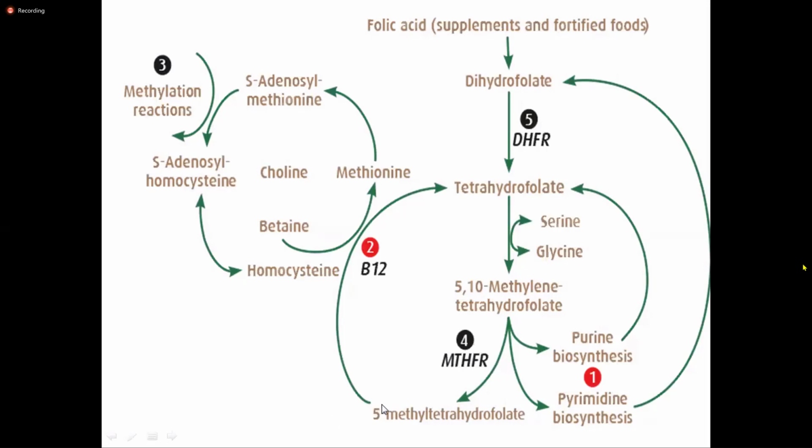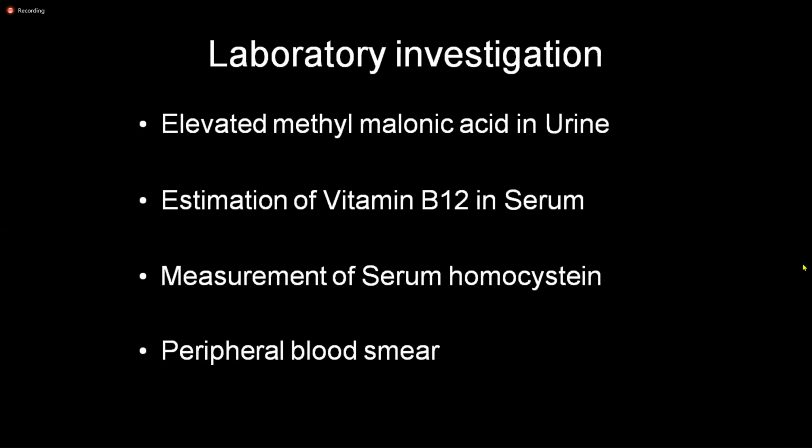This 5-methyl tetrahydrofolate is used for the regeneration of methionine from homocysteine with the help of a vitamin B12 dependent enzyme. This methionine produces S-adenosyl methionine, which is involved in the methylation reaction of RNA, DNA, and many other proteins. So S-adenosyl homocysteine is produced and recycled again. So here you see the lack of synthesis of purine and pyrimidine and lack of synthesis of DNA and RNA both can result in megaloblastic anemia.